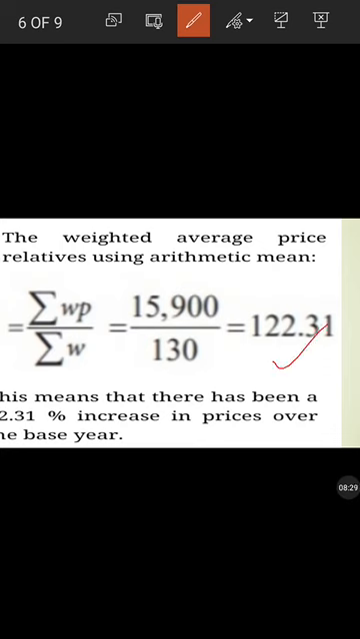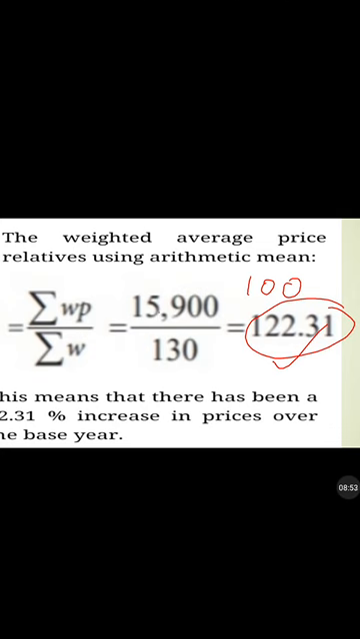So what is the final conclusion that we have to give here? We have to keep 100 as the base. For index numbers, always remember we have to take 100 as the base. So what is the increase here in the answer? That is 22.31, that is 122.31 minus 100. So the final conclusion is that the price has increased by about 22.31 percent.